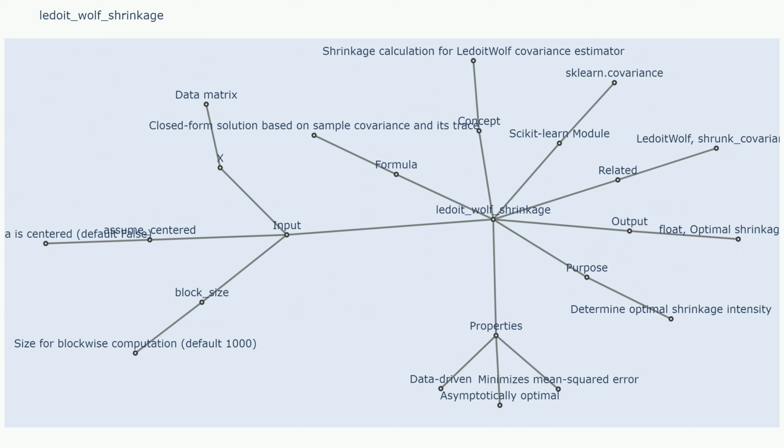Challenge: how can you choose the best shrinkage coefficient for your dataset? Fix: the Ledoit-Wolf method automatically estimates the shrinkage coefficient based on the data. However, you can also manually adjust the shrinkage coefficient to improve the accuracy of the estimated covariance matrix.